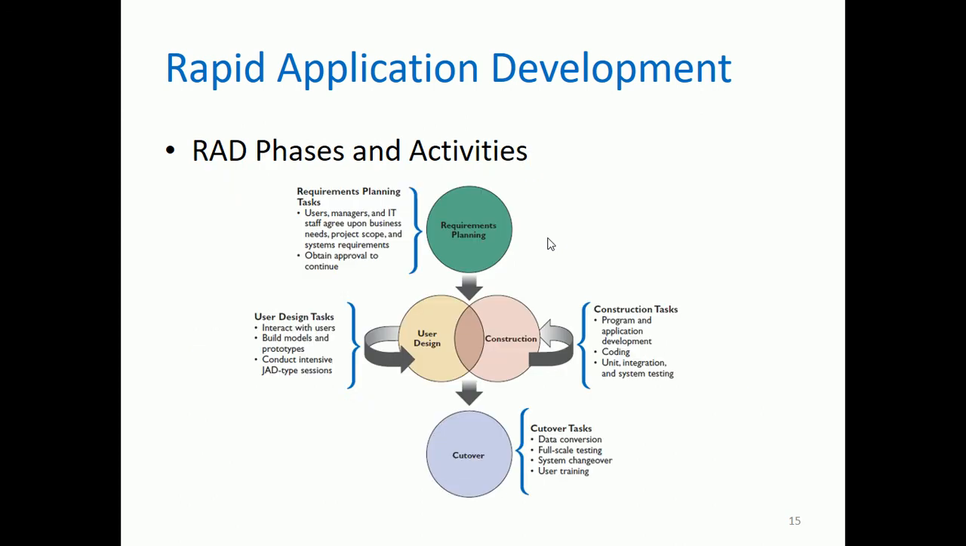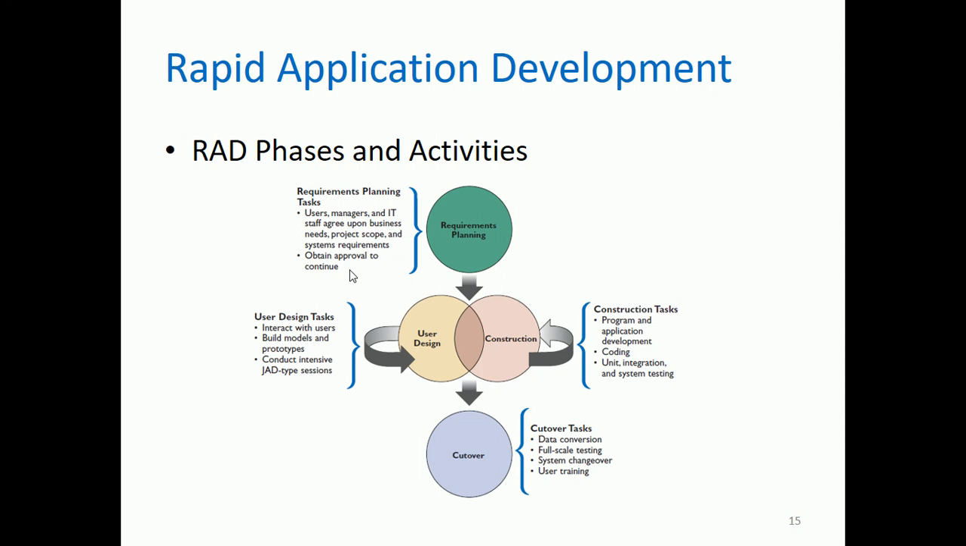So these are the RAD phases and activities. First, we have requirements planning. What are the tasks for requirements planning? Users, managers, and IT staff agree upon business needs, project scope, and system requirements. So they have a consortium that they should agree that they have the business needs, project scope, and systems requirements. And of course, obtain approval to continue. So they need approval from the top management to continue.